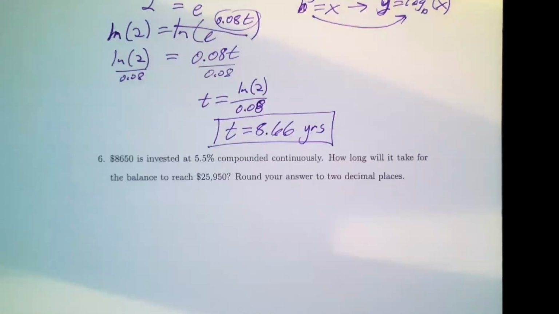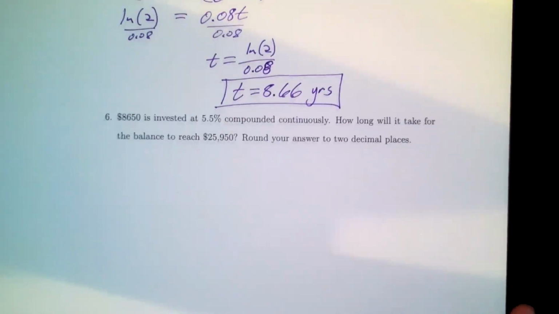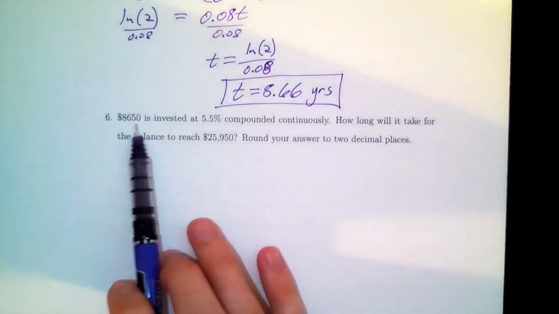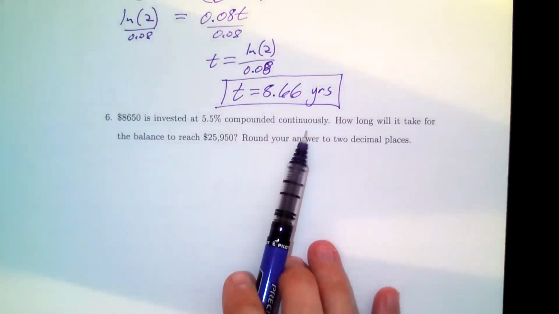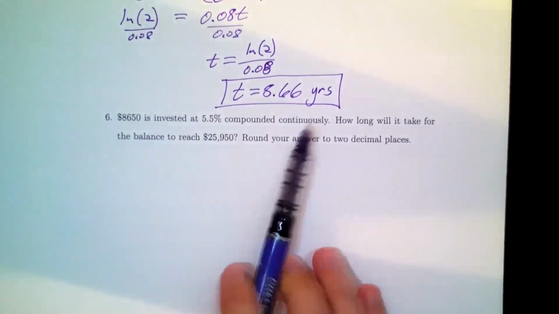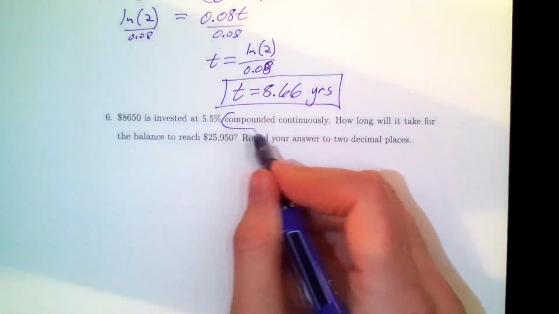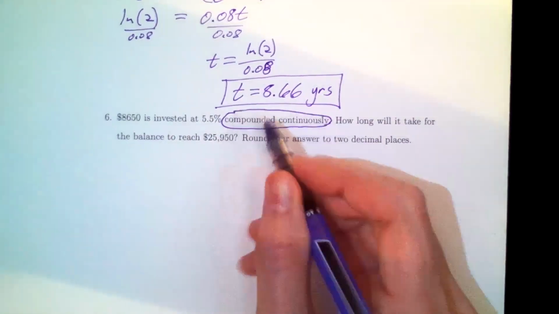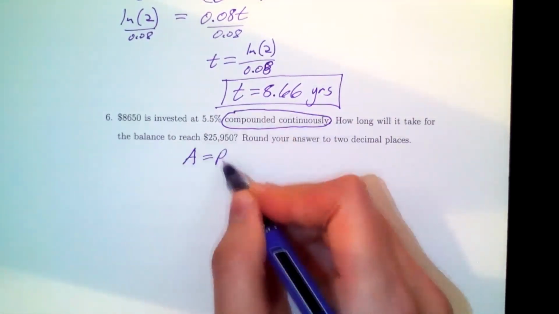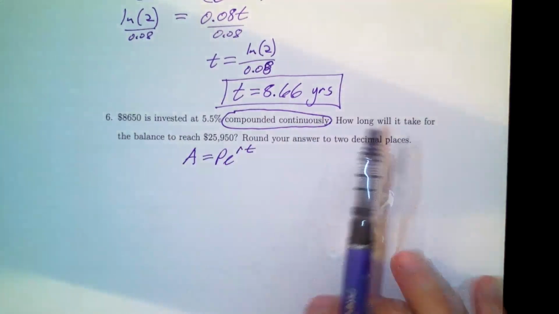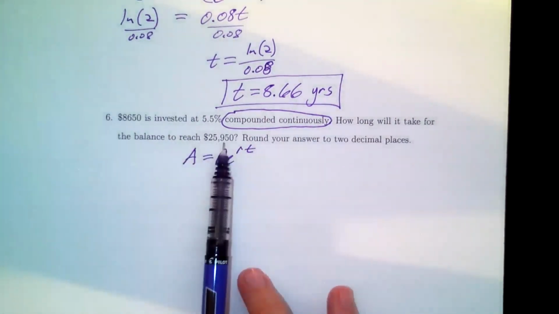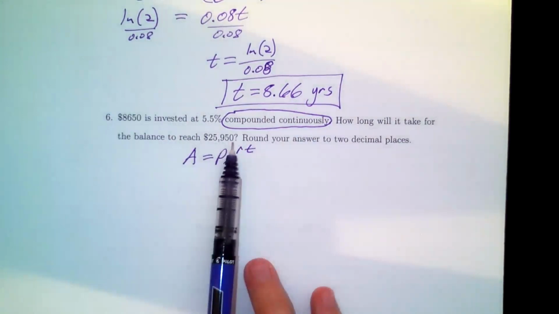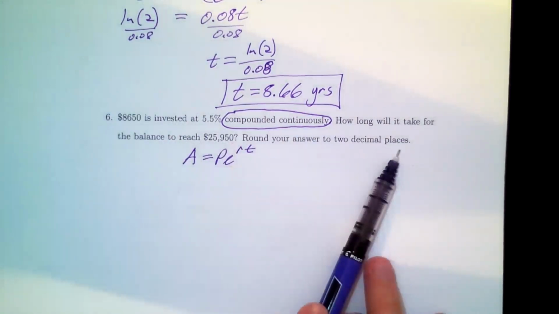All right, let's move on to number 6. We're moving merrily along. It says $8,650 is invested at 5.5% compounded continuously. So before I read the rest of the sentence, I know that I'm going to use the continuous interest formula. I'm going to use PERT for the rest of this. Now let's read what it wants. It says, how long will it take for the balance to reach $25,950? Round your answer to 2 decimal places.